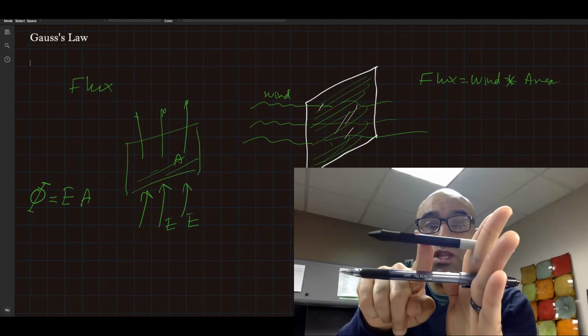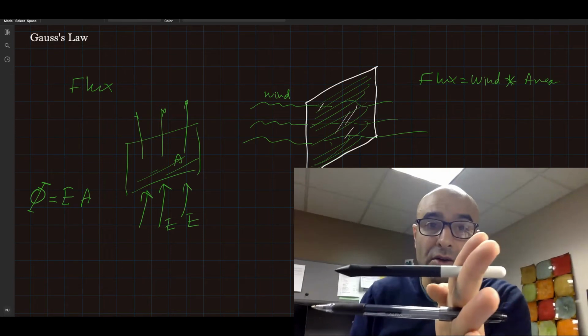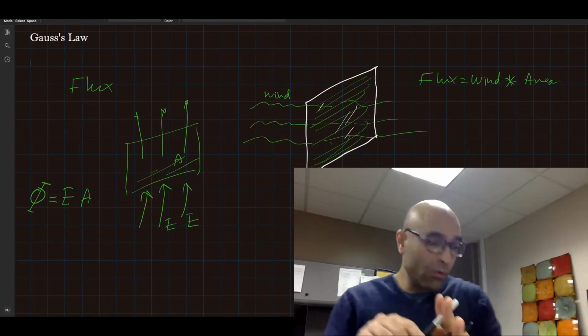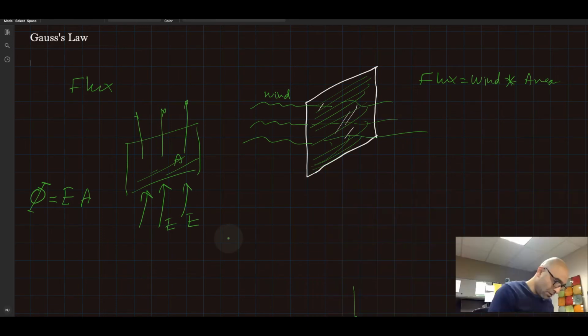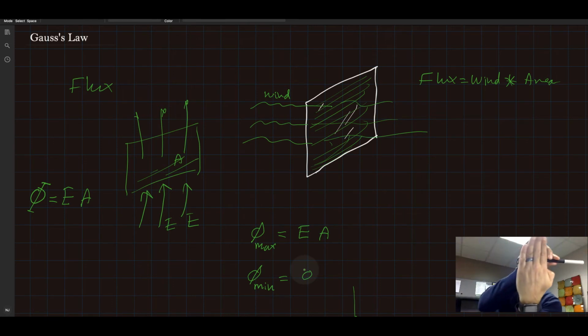So what is the angle between this guy and this guy? Because they're parallel, the angle between them is 0. So basically, we have two options for flux so far. Maximum flux, which is equal to E times A, and minimum flux is equal to 0, because if the surface area was like that, the electric field lines will not see it. It will just go through it. Will go by it, not through it.